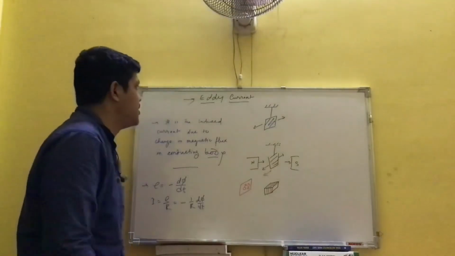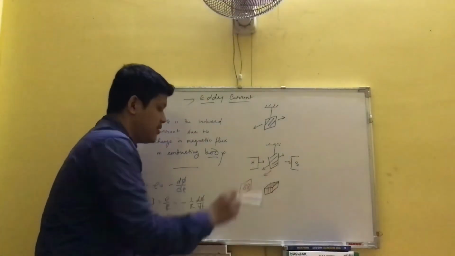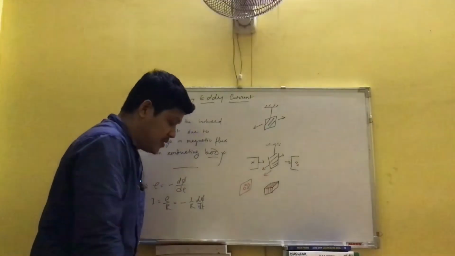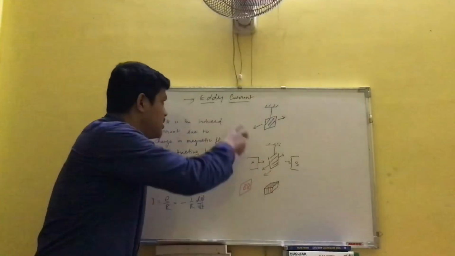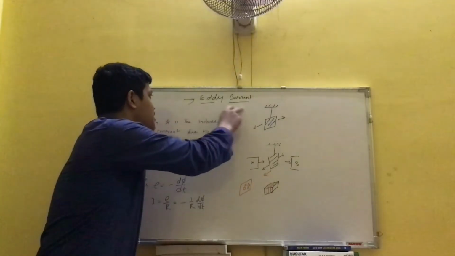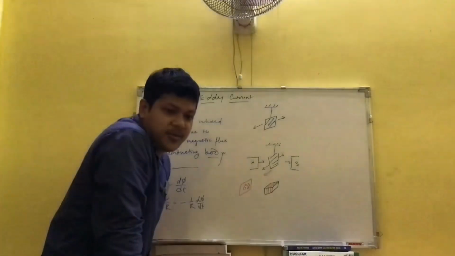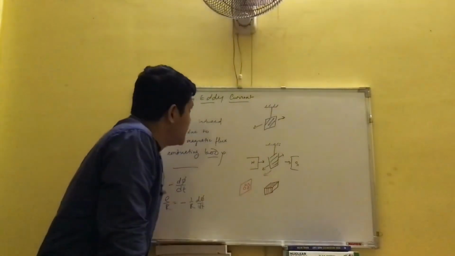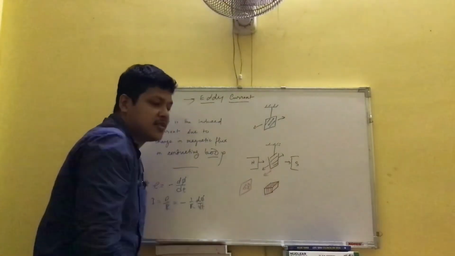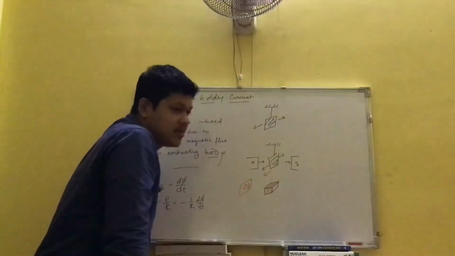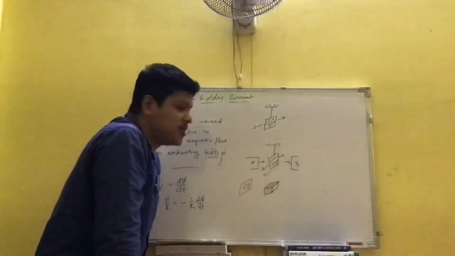So using the property of this eddy current, we can use this principle in magnetic brakes, which are used in bullet trains, and as eddy current also produces heat, it can be used in induction cooker. Okay. Those are the uses of this eddy current.